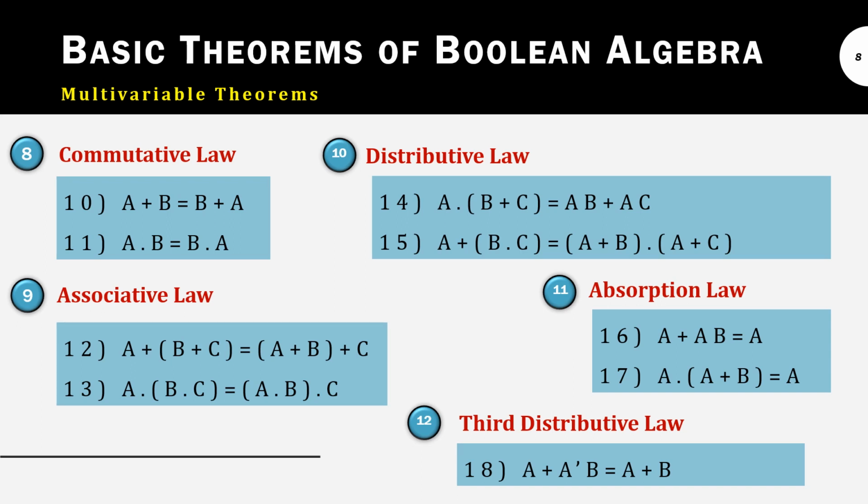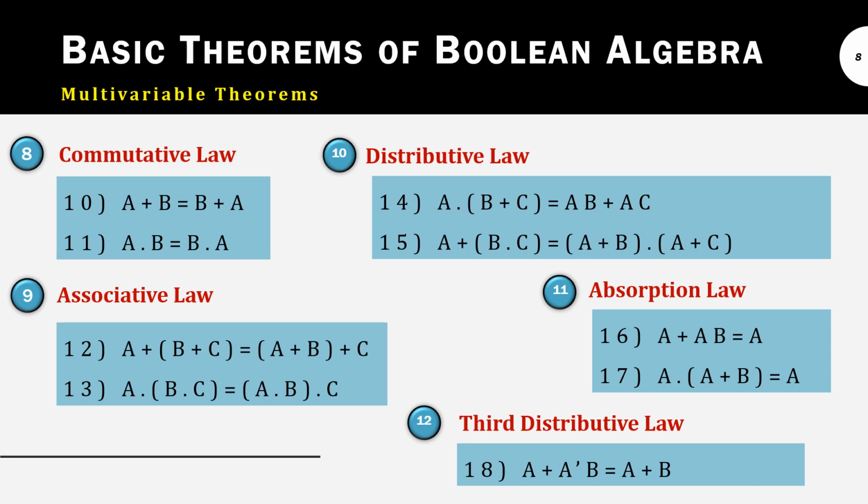Then the next law, the distributive law. This law also consists of these two operators, AND and OR. A into B plus C is equal to AB plus AC. And its dual, A plus BC is equal to A plus B into A plus C. These two laws can be stated using the algebraic method or using a truth table. Then the next law is the absorption law. According to this law, A plus AB is equal to A into A plus B is equal to A.